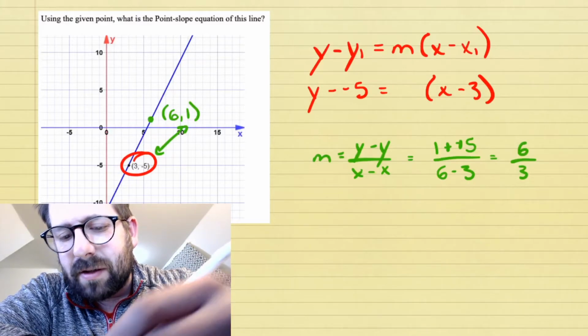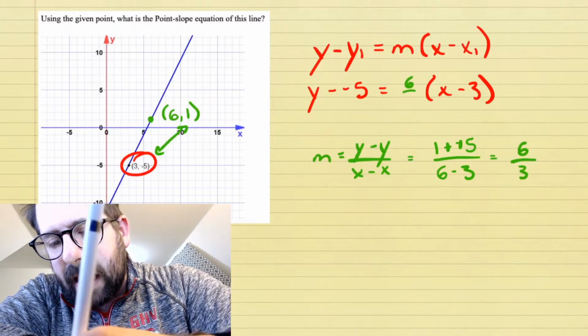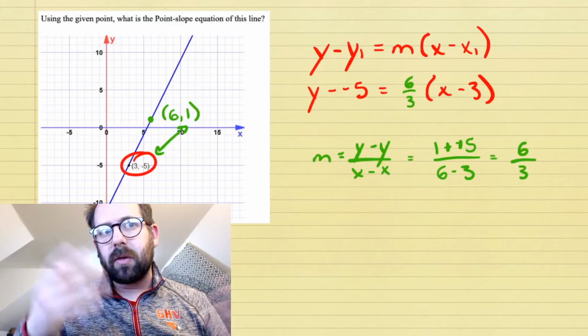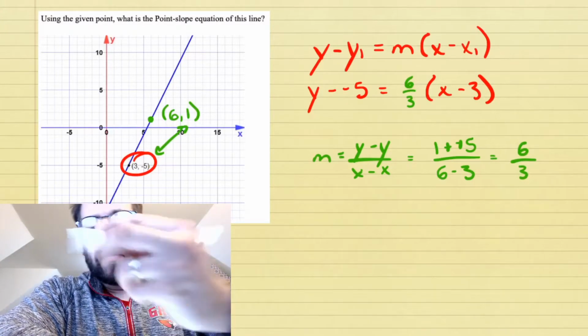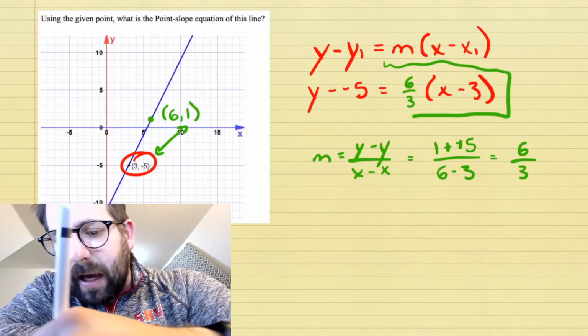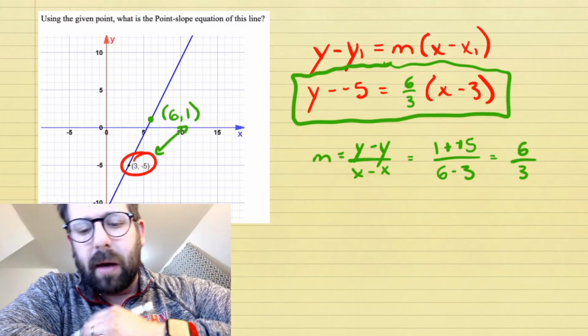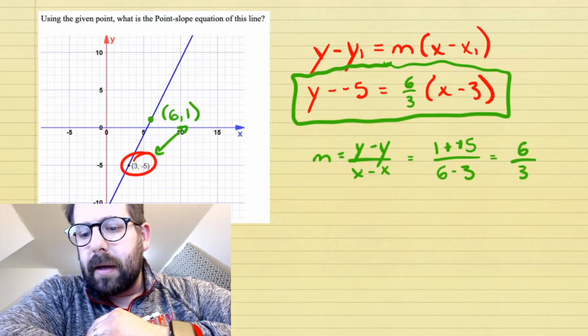Now I know that fraction can simplify, but if you want to leave it 6/3, you can. If you want to make that the number 2, 6 divided by 3 is 2, you can do that. It's a nice whole number. Again, I'm trying to highlight what we're doing. This is the whole point of what we're coming up with. This is point slope form.